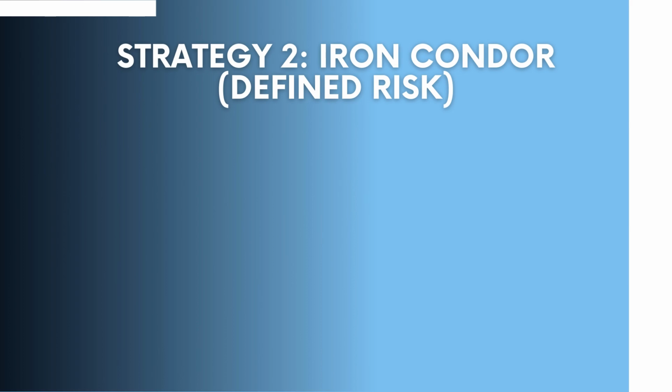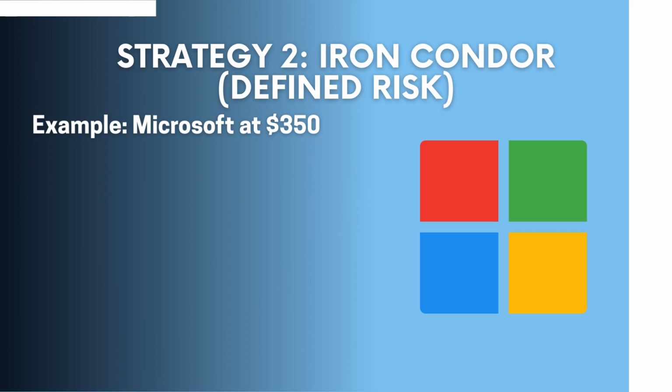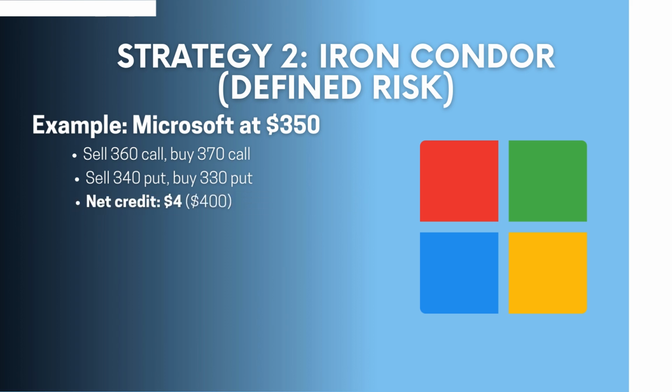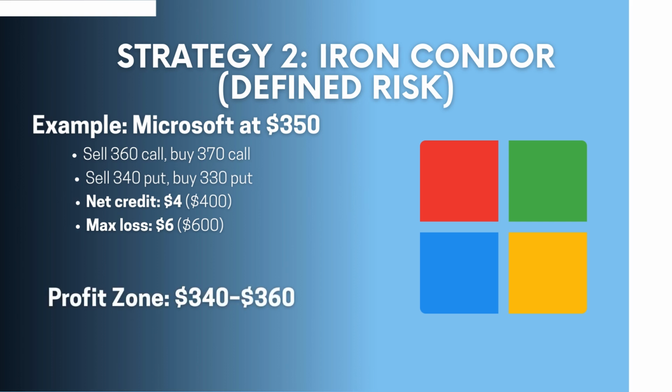Strategy 2. Iron Condor, defined risk. Safer version of the short straddle. Example, Microsoft at $350. Sell 360 call. Buy 370 call. Sell 340 put. Buy 330 put. Net credit, $4, $400. Max loss, $6, $600. Profit zone, $340 to $360. Best for sideways markets, high IV rank.